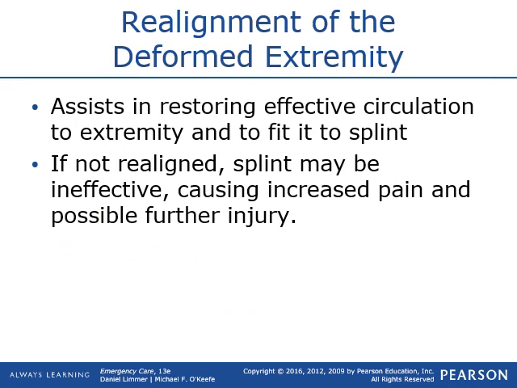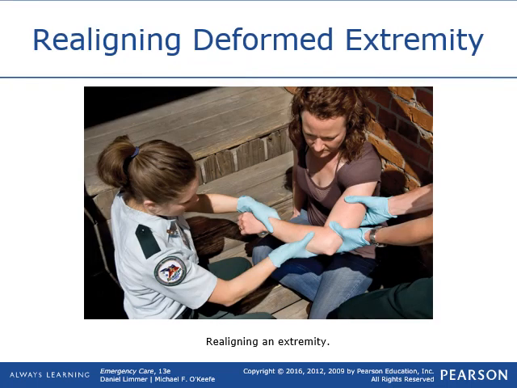Realignment of a deformed extremity. Take extreme caution when doing this. It assists in restoring effective circulation to the extremity and to fit it into a splint. If it's not realigned, the splint may be ineffective, causing increased pain and possible further injury. Again, this needs to be done with extreme caution if your protocols allow it. This is not something you're going to waste time on scene doing. If you can do it, great. If not, get to a hospital.